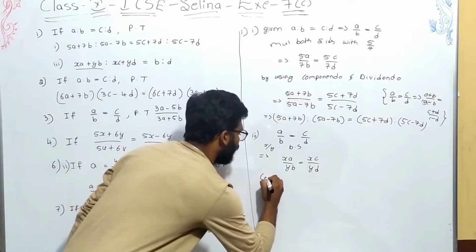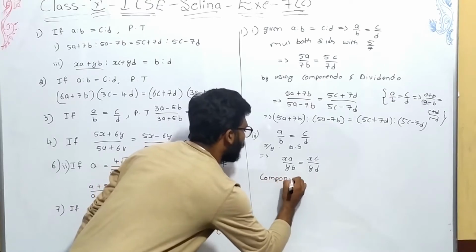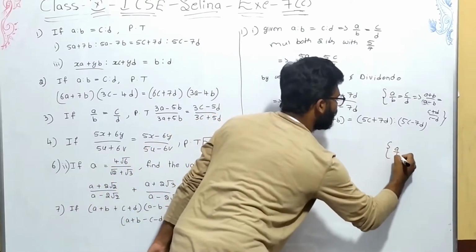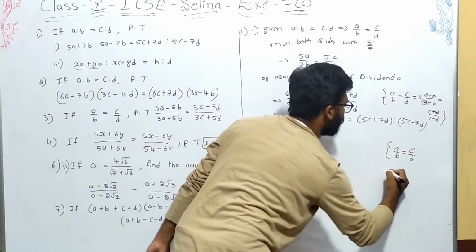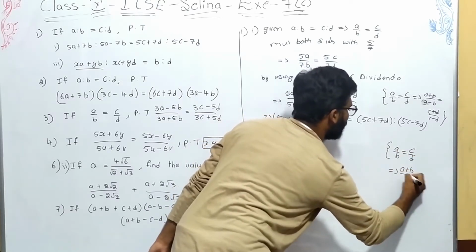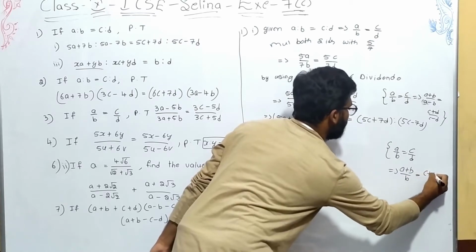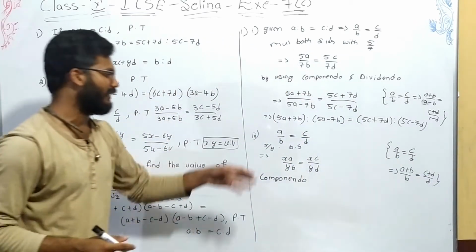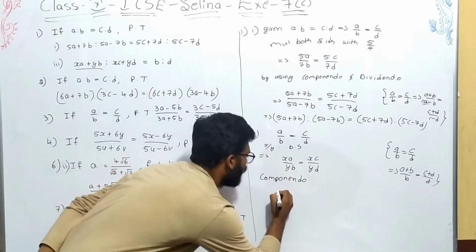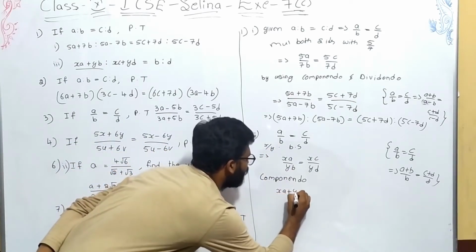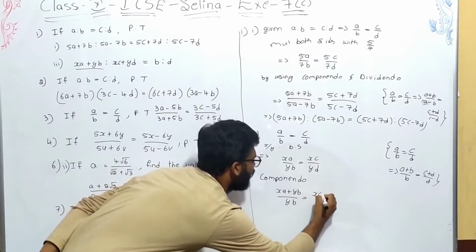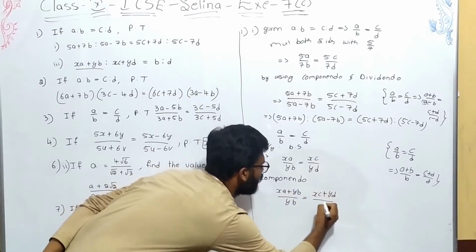Only by using componendo. What is componendo? If A by B is equal to C by D, it implies (A + B) by B is equal to (C + D) by D, right? So this is componendo. I am using only componendo because I don't have minus anywhere. So (XA + YB) by YB is equal to (XC + YD) by YD.